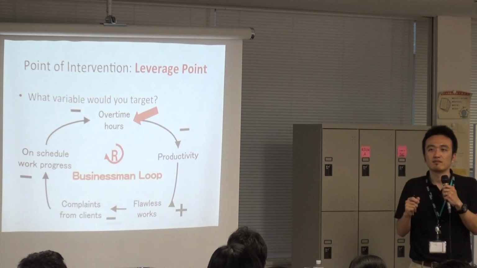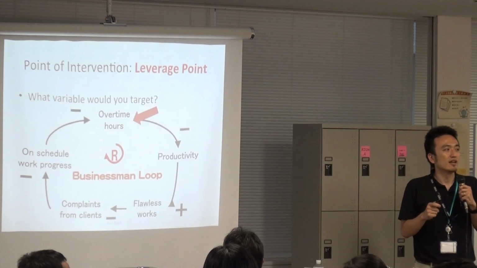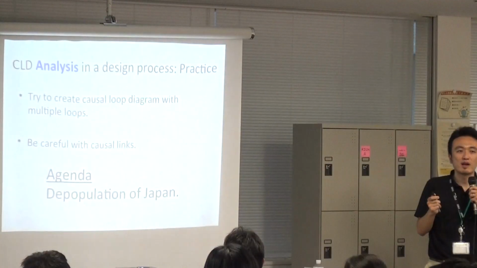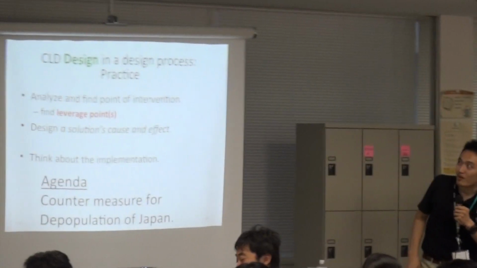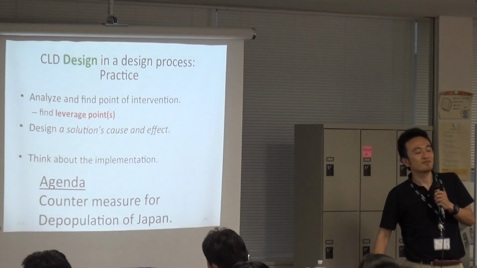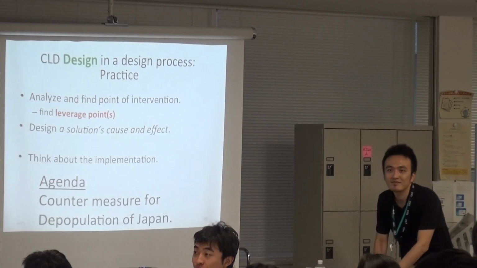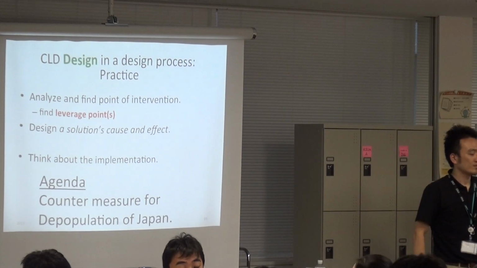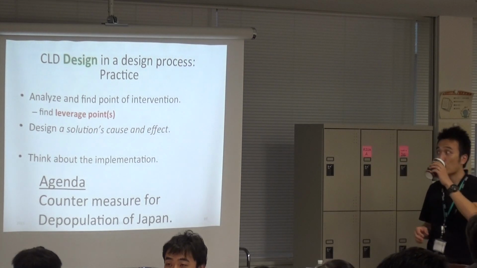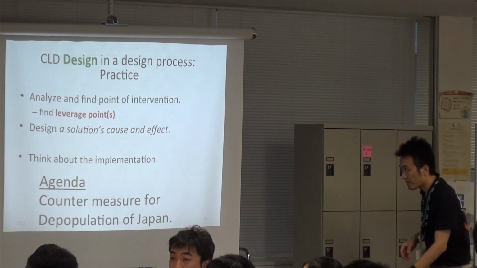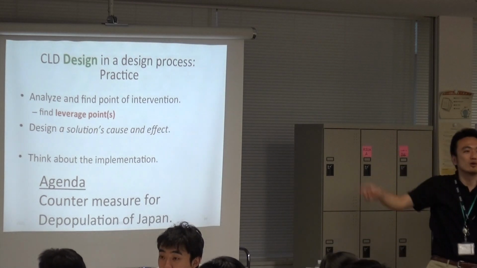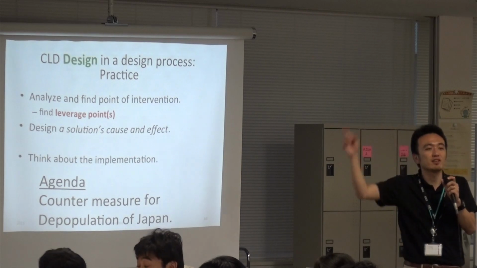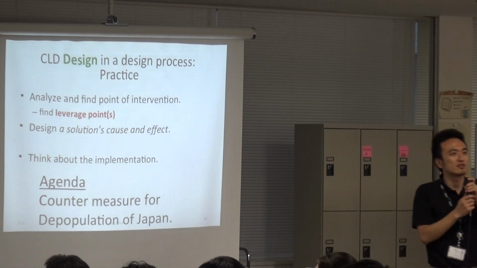But thanks for asking. Okay, let's see how you can help Prime Minister Abe. Okay, let's go. I'll give you, I don't know, maybe 30 minutes. So again, you need to draw a causal loop for depopulation and then start talking about countermeasures.